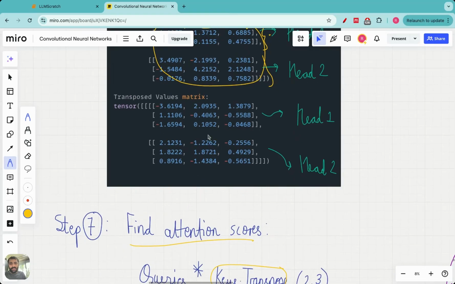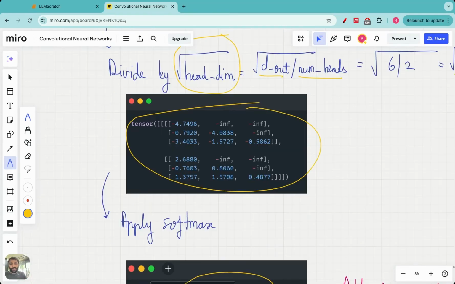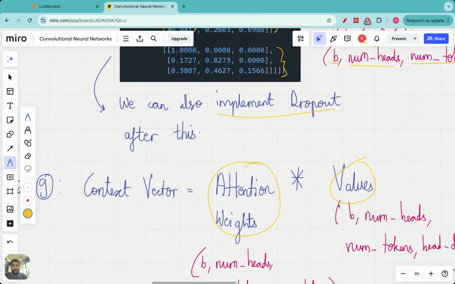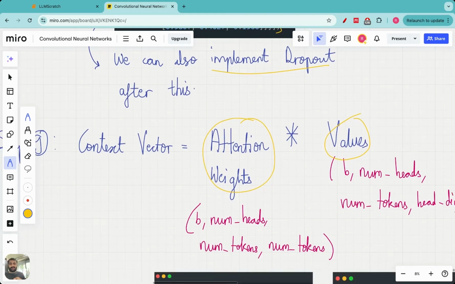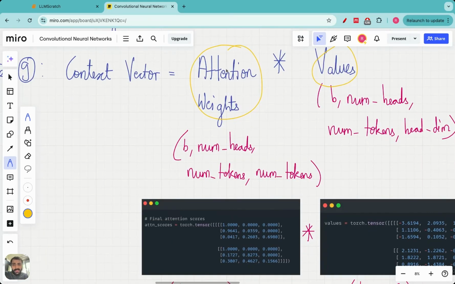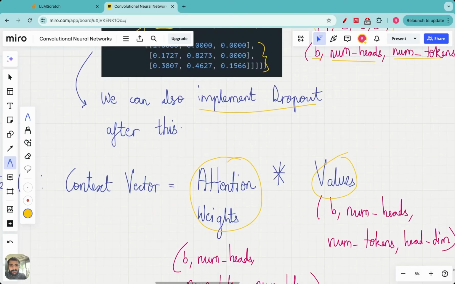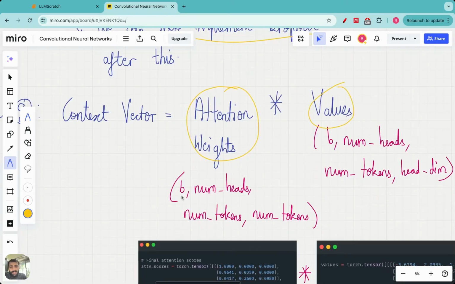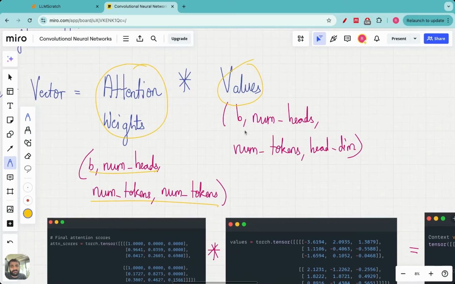Yeah, so here was the value matrix which we had computed. We have not used it until now. It will only be used in this last step. So the attention weights will be multiplied by the values matrix to get the context vector matrix. Let's see how the dimensions work out here. The attention weights have the dimensions of b, number of heads, number of tokens, number of tokens. And the values matrix has the dimensions b, number of heads, number of tokens, head dimension. So let's see whether these matrices can be multiplied.